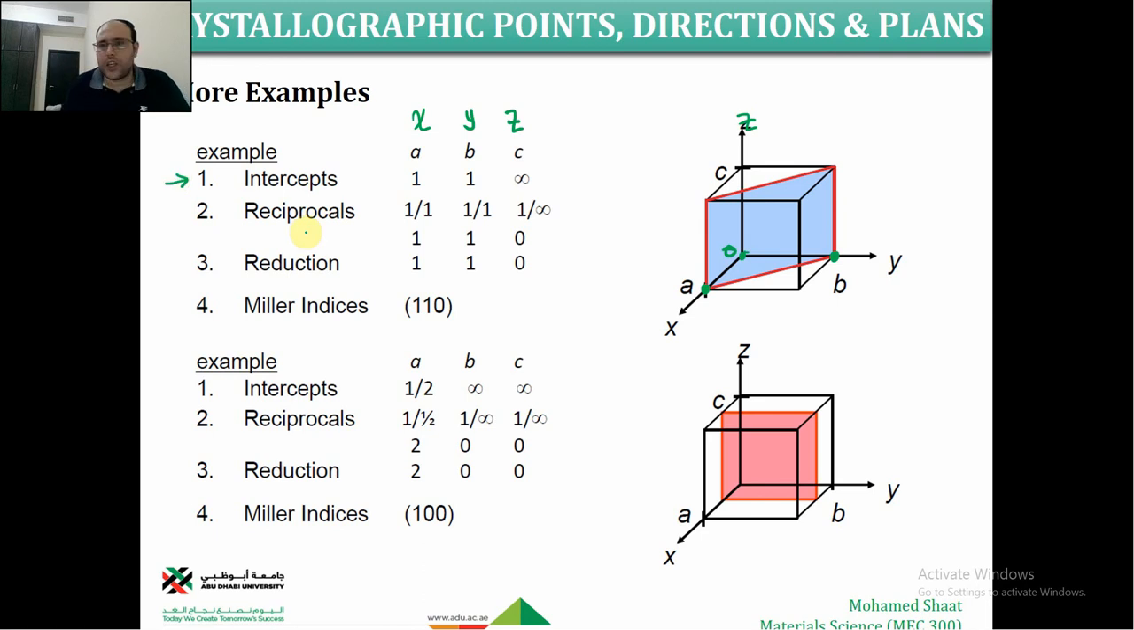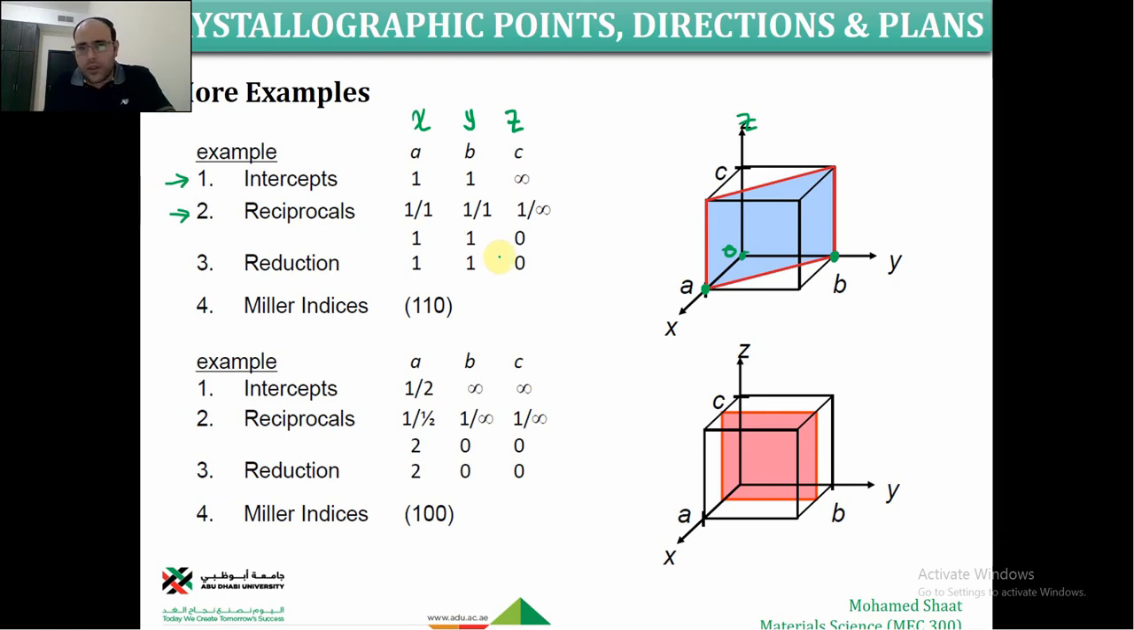It means that just to find the intercept. Then you're just gonna apply the reciprocal. Reciprocal means that you're just gonna have 1 over 1, 1 over 1, and 1 over infinity. 1 over 1 gives 1, and 1, and 0. 1 over infinity gives 0. Make sense? So this gives us 3 indices, 1, 1, 0. All of them are integer. The 0 is just integer.